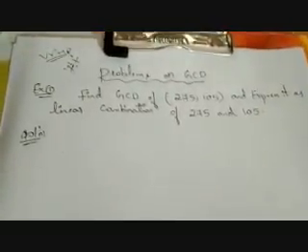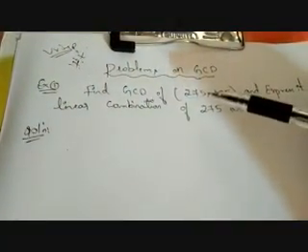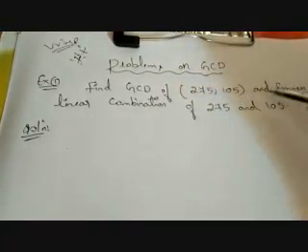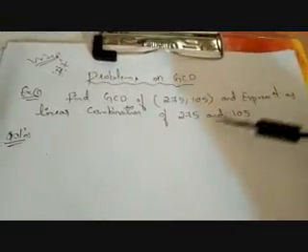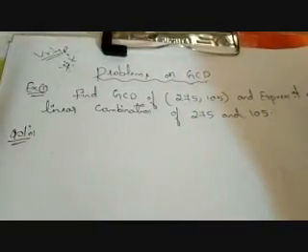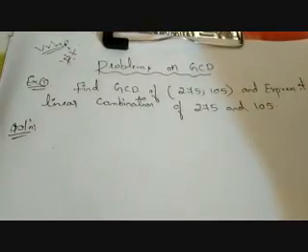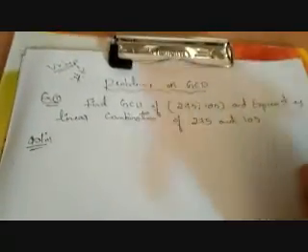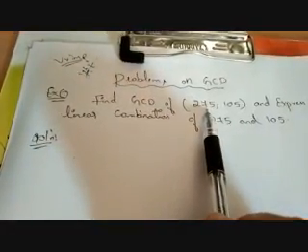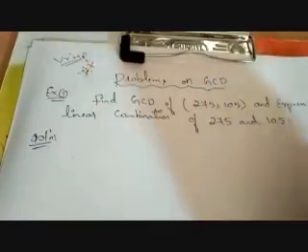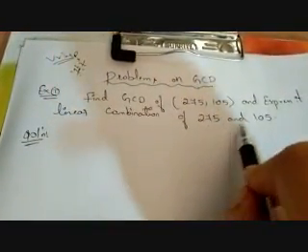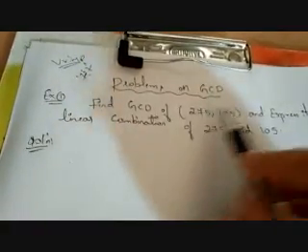Let us see one example first based on GCD. Find GCD of this and express it as a linear combination of 275 and 105. This is your problem. In exam they question it as find GCD of this using a Euclidean algorithm and express it as a linear combination of 275 and 105. I'll write it over here.